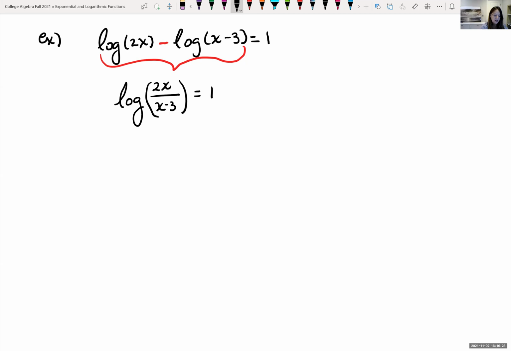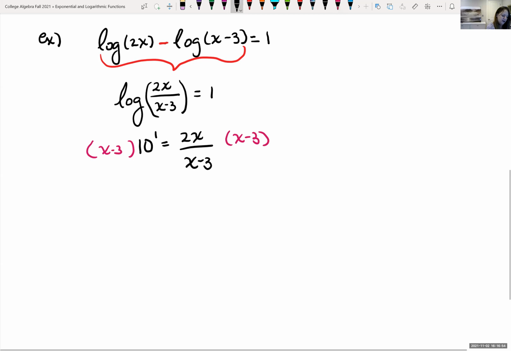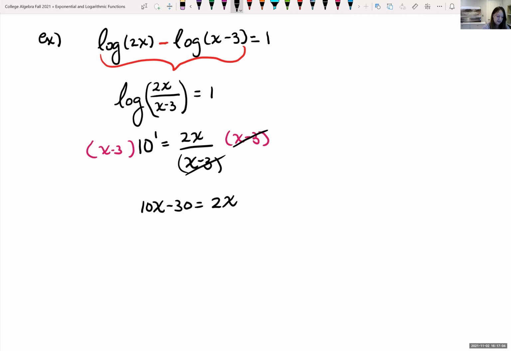So now we have a single log equals a number, so we can rewrite this in exponential form. So our base of this log, since it's not shown, is 10. So we have 10 raised to the first power equals 2x over x minus 3. So let's clear the fraction. We can multiply both sides by our denominator of x minus 3. Distributing our 10 to x minus 3, we get 10x minus 30 equals 2x. The x minus 3 just cancels there. That was the whole purpose of that.